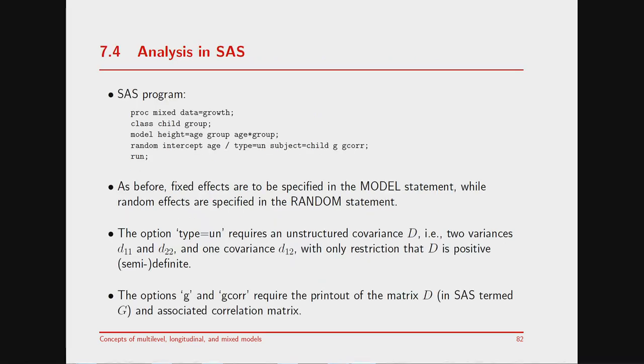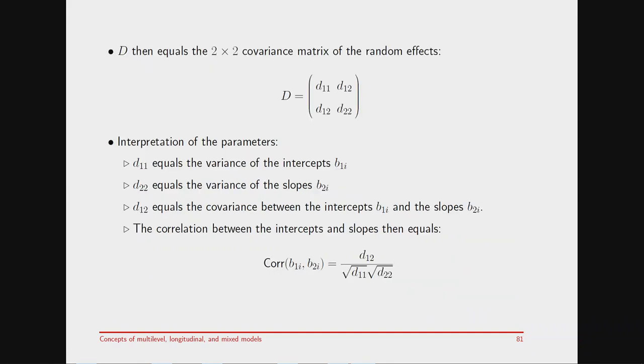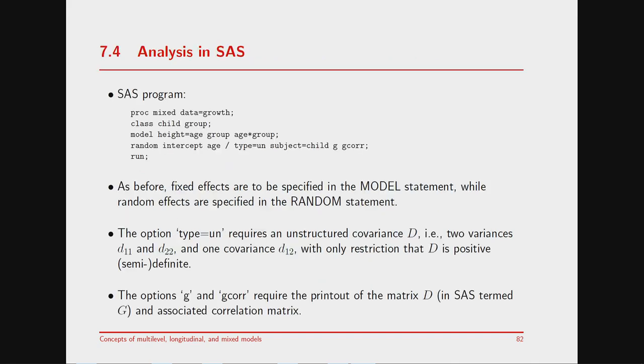How can we fit that model in SAS? Well, it's very easy. All we need to do is tell SAS that we already had a random intercept, we now also want a random coefficient for the age effect, for the time effect. So the fixed effect remains the same. The fixed effect structure, the mean structure, remains the same. So the model statement, nothing changes.